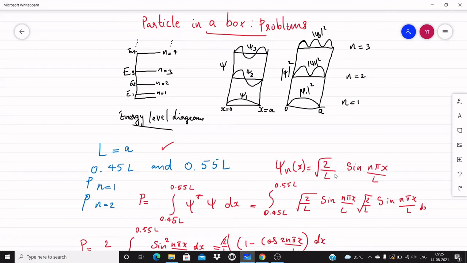We have already calculated it. So it is square root of 2 by L into sin n pi x by L. And for probability, what we have to find is P of n equal to 1 and n equal to 2. That is the probability of a particle to be in the ground state as well as the probability of a particle to be in the first excited state.